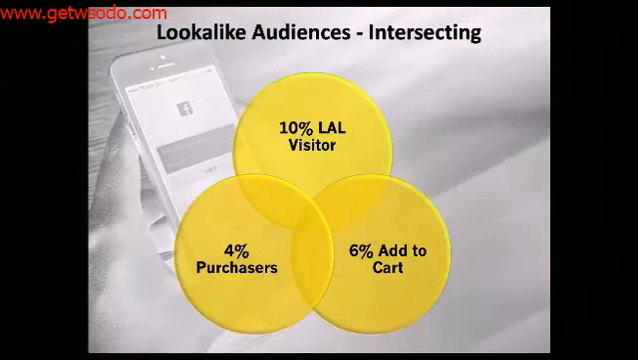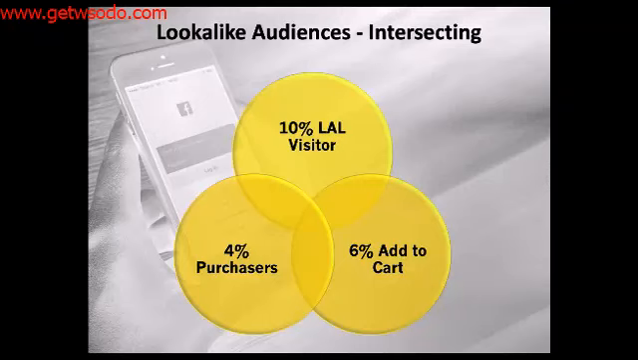Okay, here's an example for e-com. And this is another reason why you want to make lookalikes of all these different sizes, 1 through 10%, because you need to play around with this so that you end up with a decent sized audience after you do the overlapping. Again, here's a 10% lookalike of your visitors, mixed with a 6% add to cart, mixed with a 4% of your purchasers. That should leave you with somewhere around a 4 million size audience, if I had to guess.